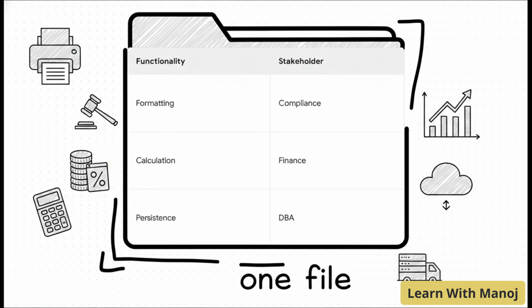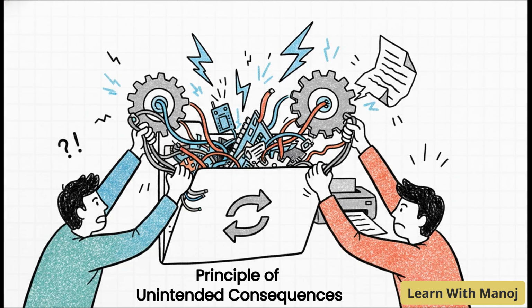So what do we have? We have three functions, but more importantly, three entirely distinct stakeholders, sharing one single file. So what happens if we just leave all of this jammed into one invoice file?